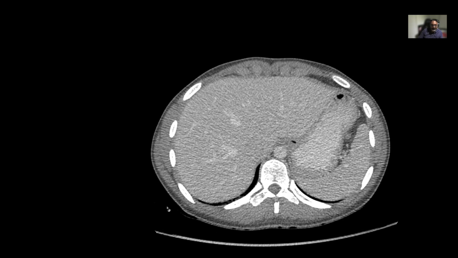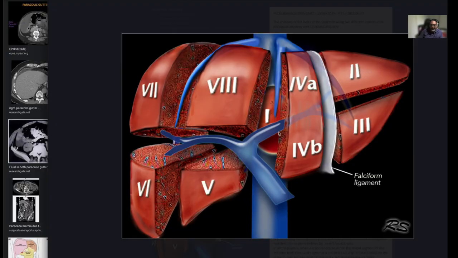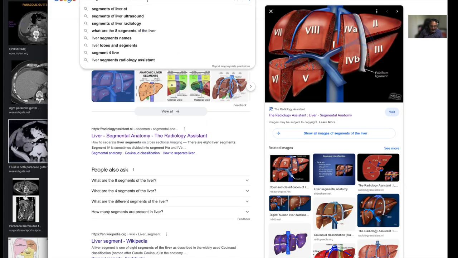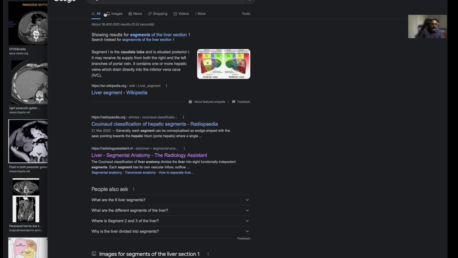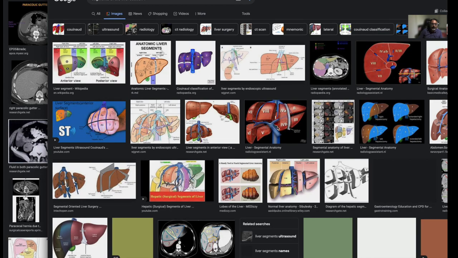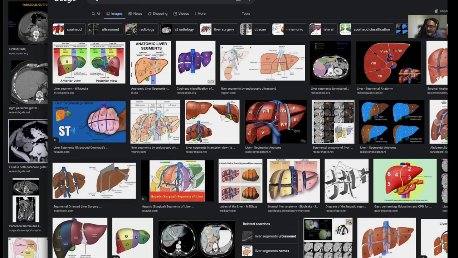This little area over here. And if you look at the section, this one doesn't actually show it. Maybe the segments of the liver, section 1, might show a better image of it. So basically, it is a caudate. It's this one, that's the caudate lobe, section 1. So you were absolutely right there. You got the right area, but I didn't demonstrate the one part, and it's actually my fault, so I should have shown that to you.